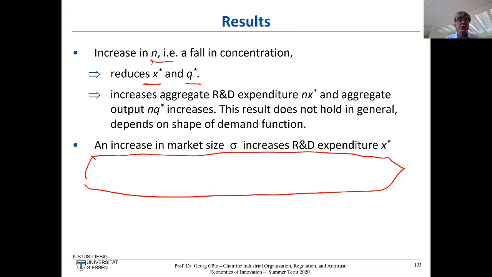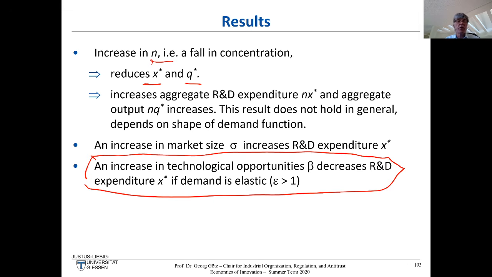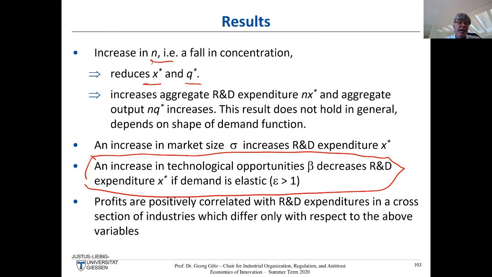An increase in market size, sigma, increases R&D expenditure. An increase in technological opportunity decreases R&D expenditure X if demand is elastic, that's what I also did. And that's another thing here. Profits are positively correlated with R&D expenditures in a cross-section of industries which differ only with respect to the above variables. So the point is, we saw that sigma will lead to higher R&D expenditure, but sigma also leads to higher profits. That's what you could have seen on a previous slide.